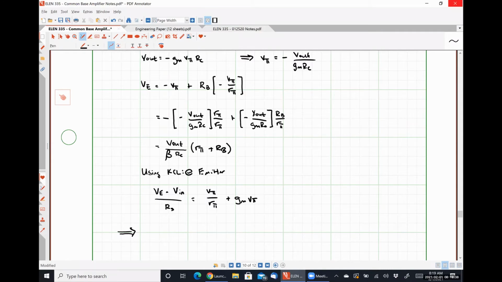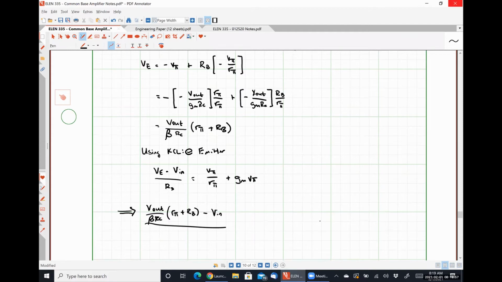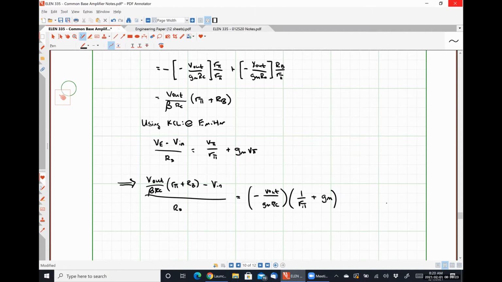All right, so I will have V out divided by beta RC times R pi plus RB, minus VN, all divided by RS, equal to, I'm going to factor out V pi here, so I'm going to have negative V out over GM RC multiplied by a factor of 1 over R pi plus GM.